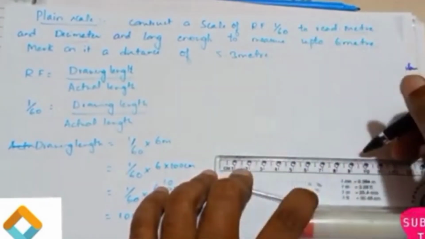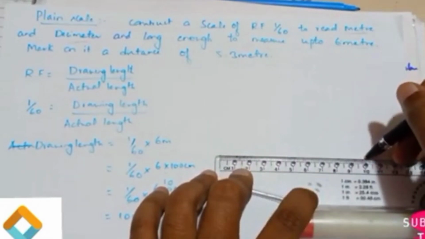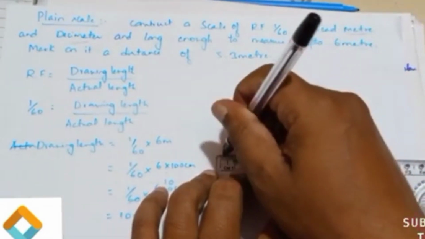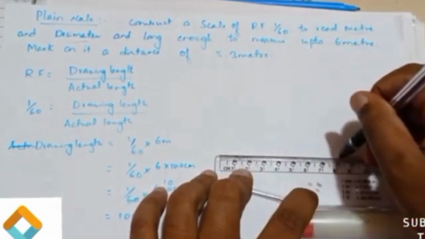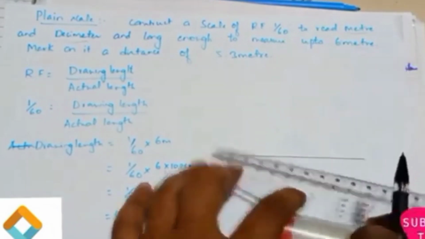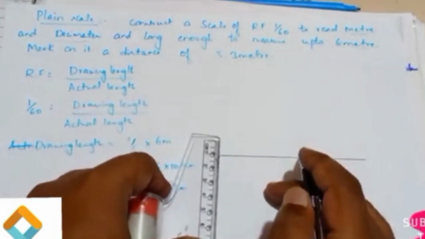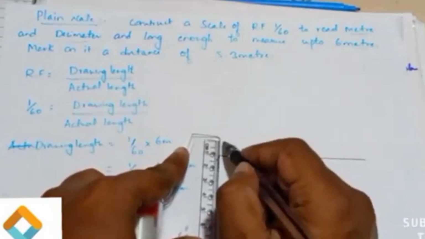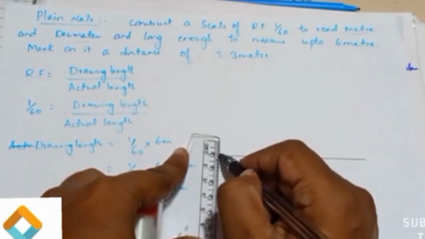Mark 2 points from 1 to 10 and draw a horizontal line. Now give a width of 1 centimeter for this plain scale. Give a vertical height of 1 centimeter.